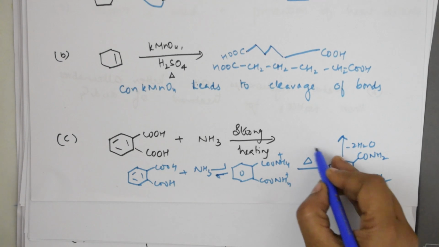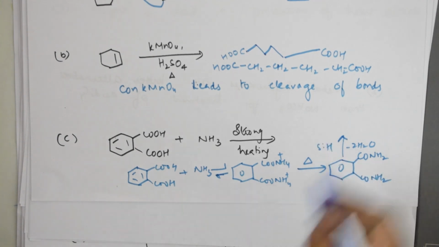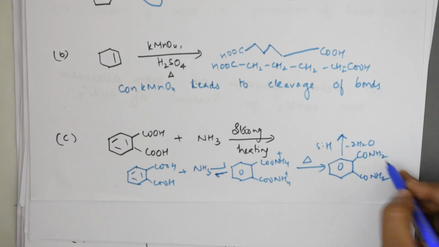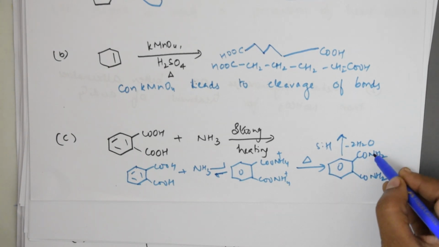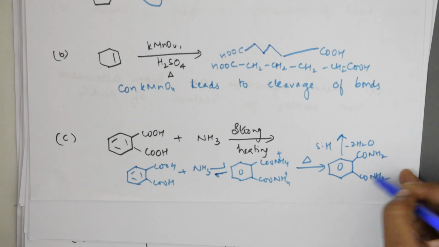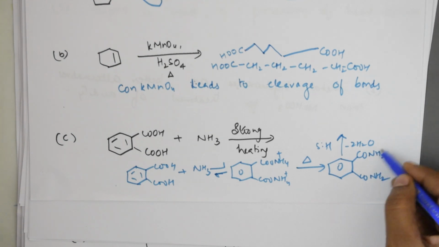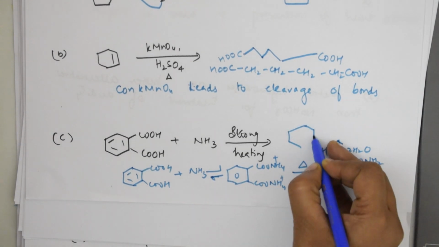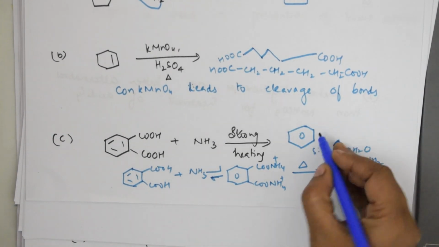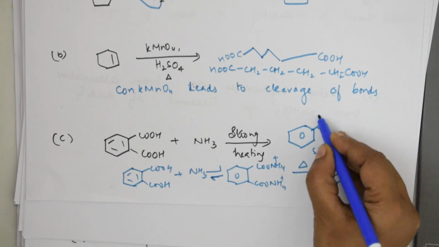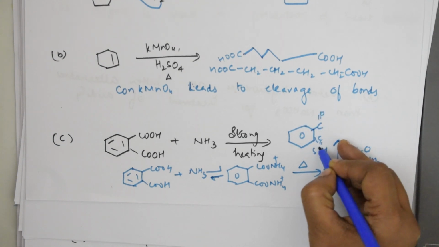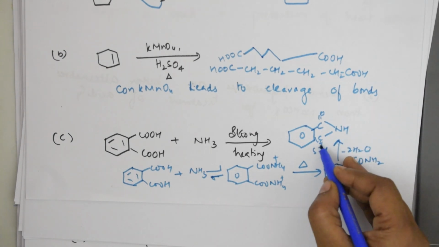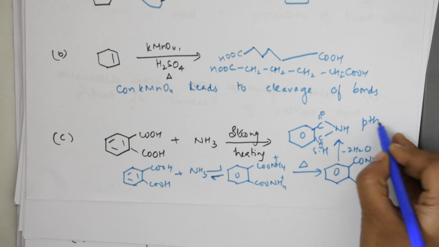Now you're going to do strong heating here. Then finally you're going to get a compound. See here, there is a cleavage. CO is retained here, N and H are retained, and NH3 is out. So I get a final product with C double bond O, this also C double bond O, and NH. This compound is called phthalimide.